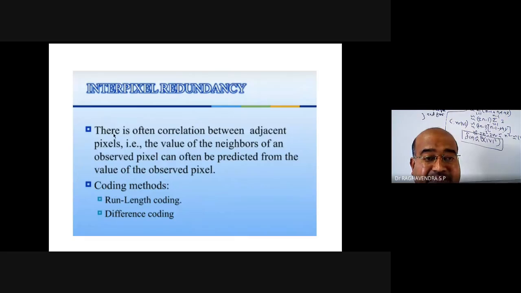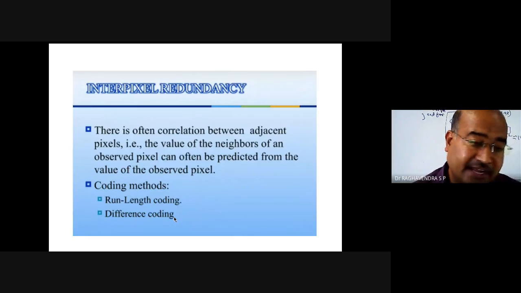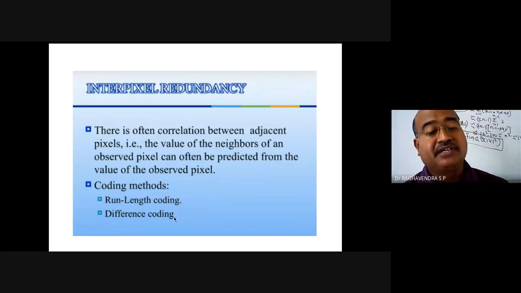Under this interpixel redundancy, there are two mechanisms. The first one is called run length coding, which comes under interpixel redundancy. The second mechanism is difference coding. Another one is LZW coding or LZW encoding, and I am going to explain that after this session.